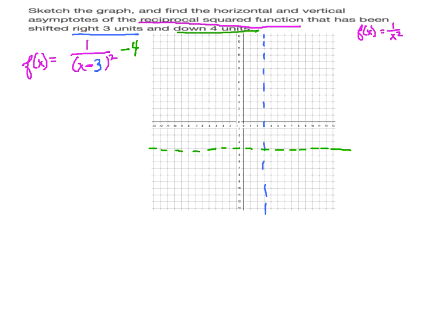And since I shifted down 4, my horizontal asymptote shifts from the x-axis to negative 4. Down 4.